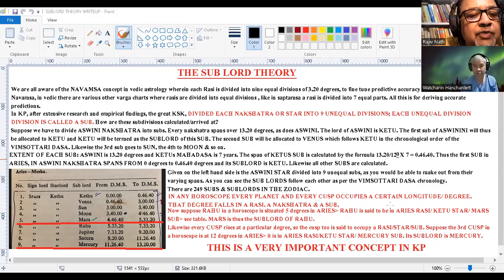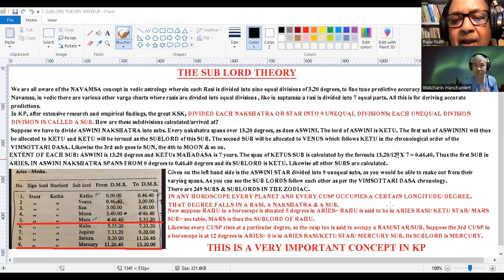Ashwini Nakshatra spans from 0 degrees. Given on the left-hand side is the Ashwini star; I have given 1 to 9 subs for the Ashwini star, as you can make out from their varying spans. As you can see, the sub lords follow each other as per the Vimshottari Dasha chronology. There are 249 subs and sub lords in the zodiac.